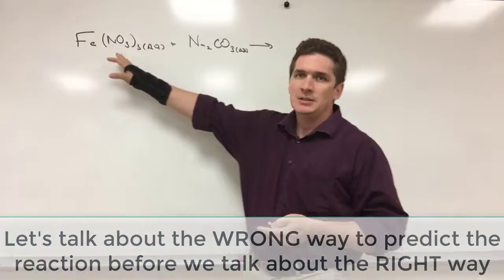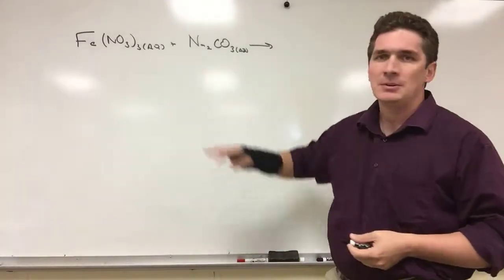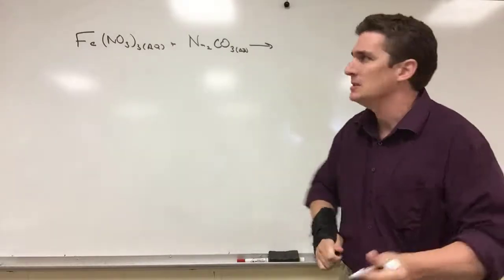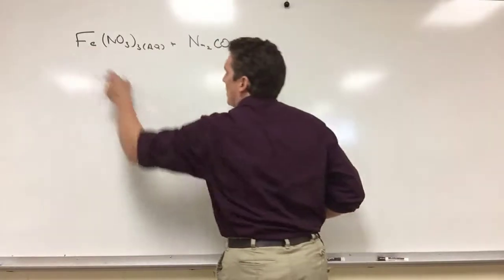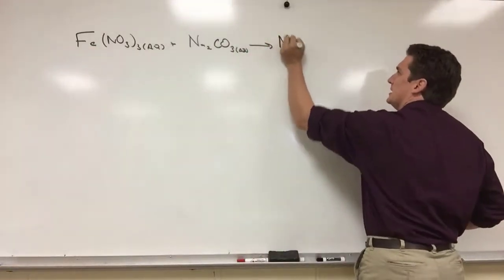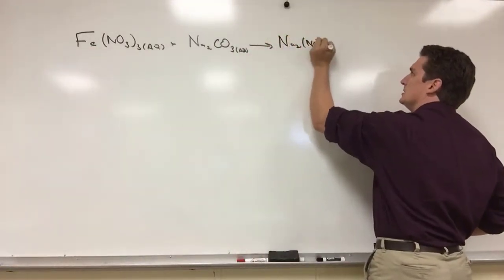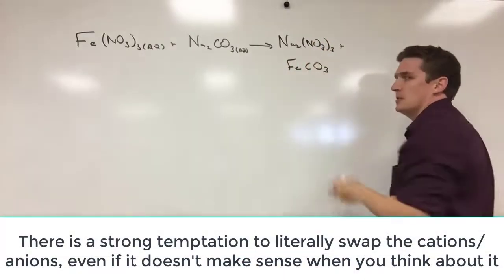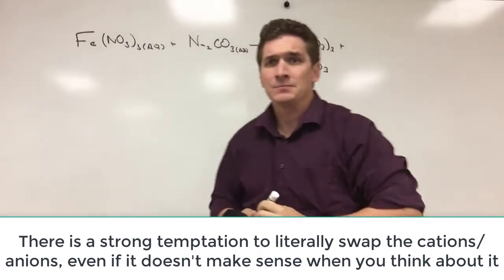We have iron 3 nitrate here reacting with sodium carbonate, and we want to predict the product of this double substitution reaction. The instinct of students here is to say, let's swap these two. So let's make it Na2(NO3) taken 3 times, plus FeCO3, and I'm done. Now, why is this wrong?